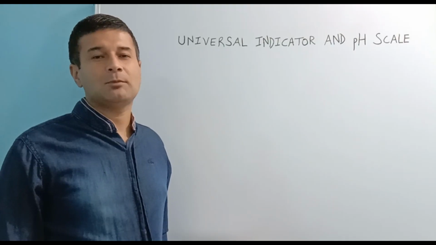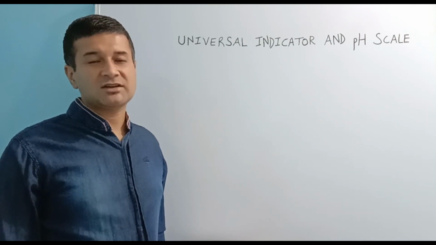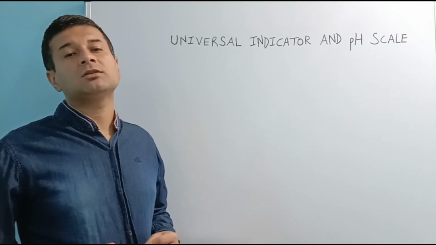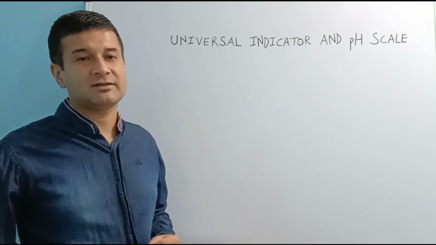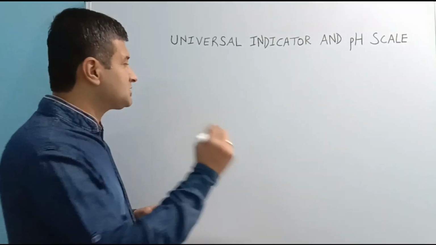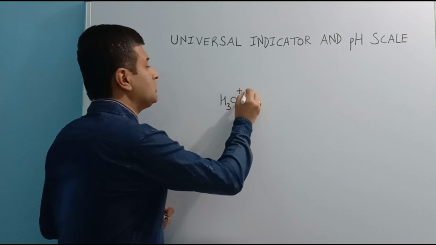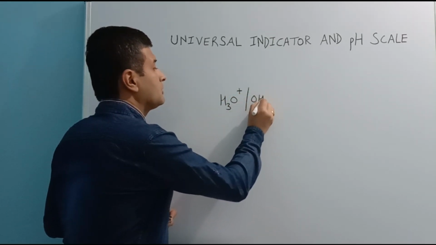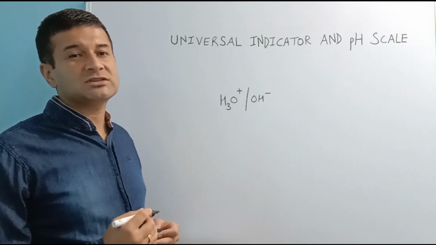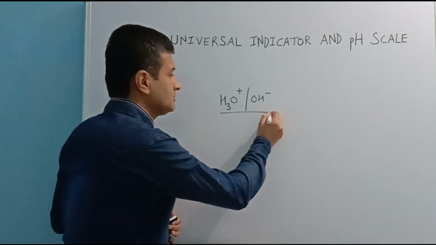Today we are going to discuss the strength of an acid or a base, universal indicator and pH scale. To begin with, let's know about the strength of an acid or a base. When we dissolve an acid or a base in water, there is the formation of hydronium ion or hydroxyl ion in water, and dilution causes a decrease in the concentration of these ions.